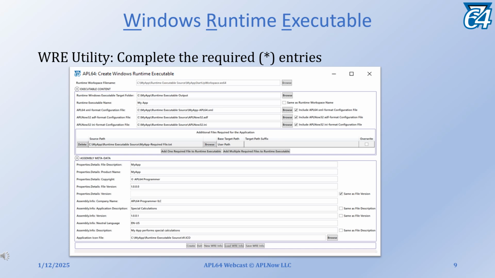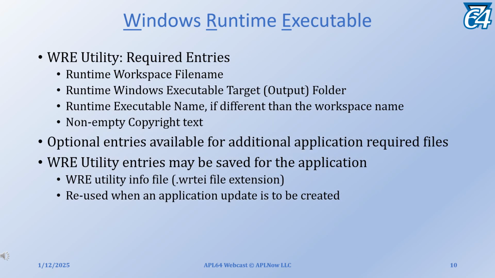In the WRE creation utility dialog, complete the required entries marked by an asterisk. The required entries for the WRE creation utility dialog are the runtime workspace file name, the runtime Windows executable target output folder, the runtime executable name, if different than the workspace name, and the non-empty copyright text.